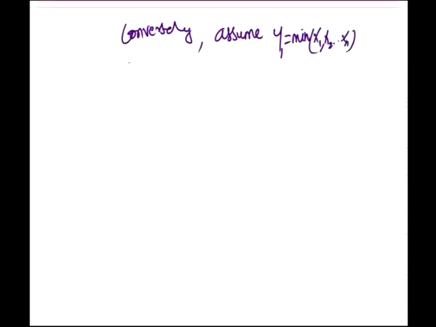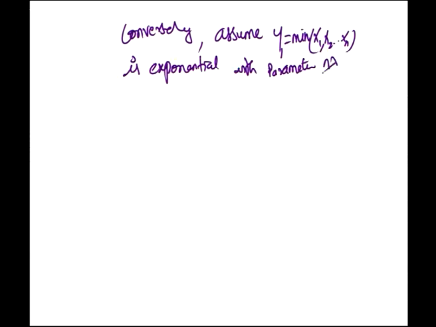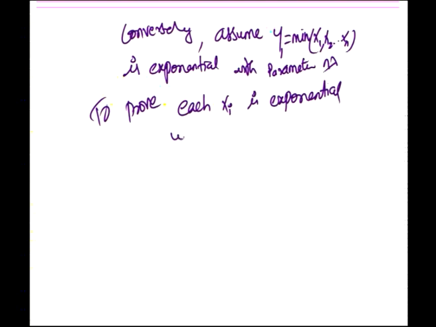Now, conversely, assume that y1 equal to minimum of x1, x2 up to xn is exponential with the parameter n lambda. To prove: each xi is exponential with parameter lambda.